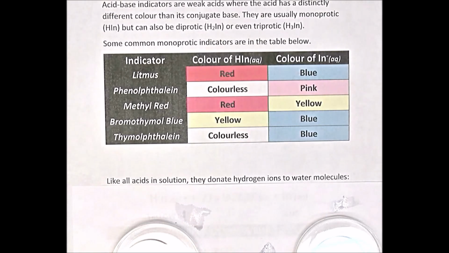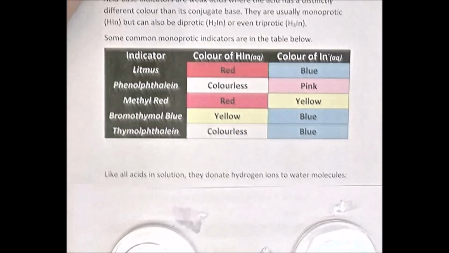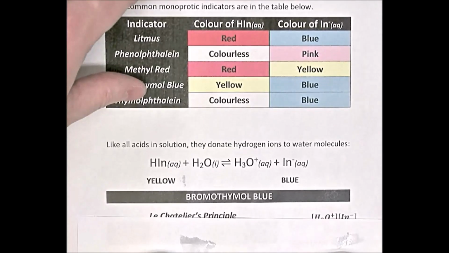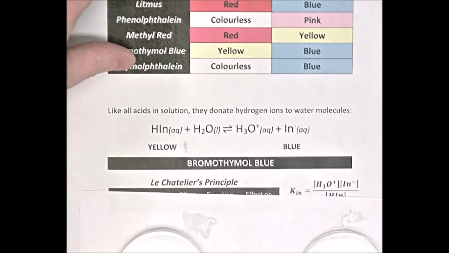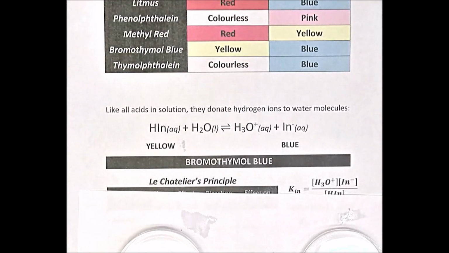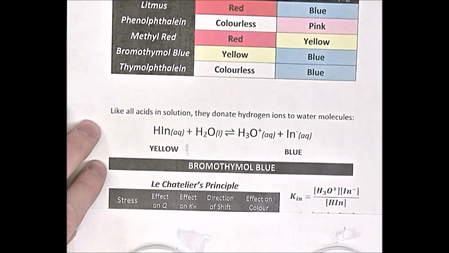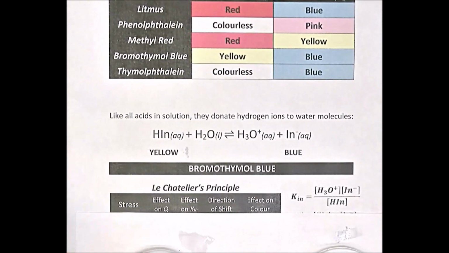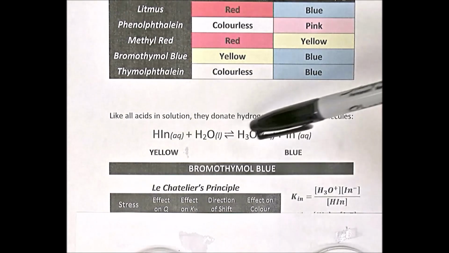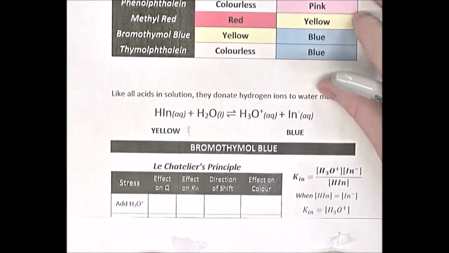Phenolphthalein is another indicator. Its acid version is colorless, but its conjugate base version is blue. Now, acid-base indicators are just like any other acids. When you put them in water, they react with water, and they produce hydronium ions and their conjugate base, In minus. So just like any other weak acid, there's an equilibrium. And so you could write an equilibrium expression for that reaction.